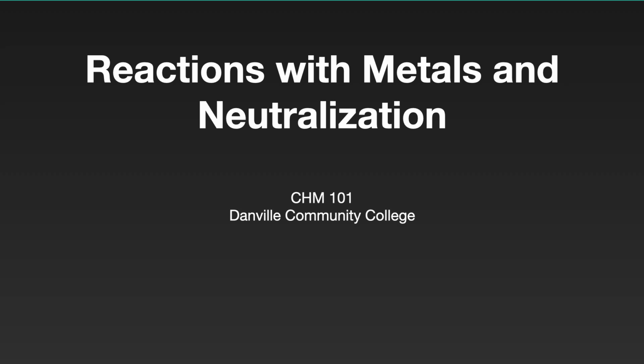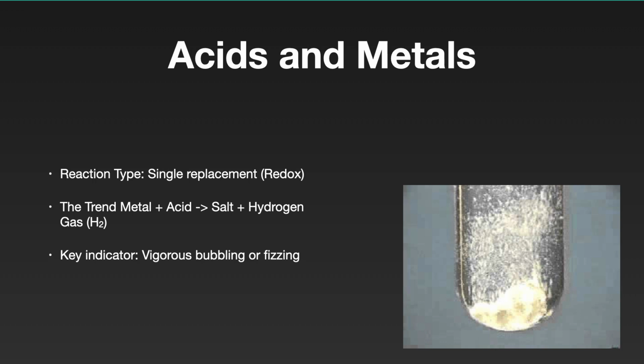Welcome back. In this video, we're going to talk about the chemical reactions of acids and bases, specifically how acids interact with metals and how they neutralize when mixed with hydroxides. We've seen these substances in isolation, but now we get to see the real fireworks when they start reacting with other materials. When an acid meets an active metal, a single replacement reaction occurs.